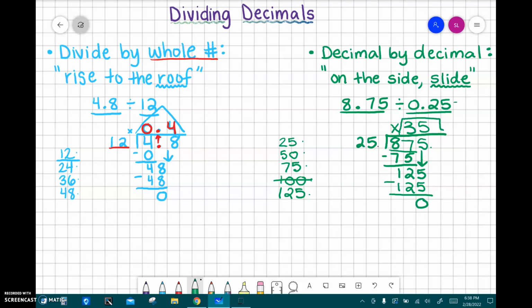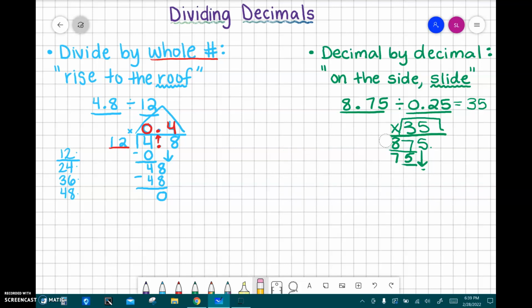So when I write my answer, I don't need to put a decimal because my decimal was really at the end. So it would be 35 wholes or just 35. So what if your decimal was an uneven amount? The second way is the same thing. On the side, let it slide. So let's do another example.